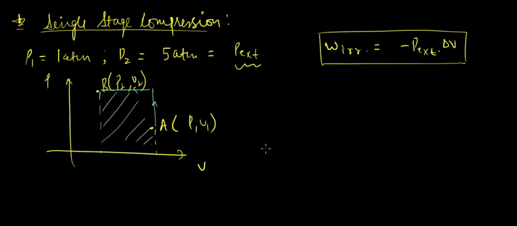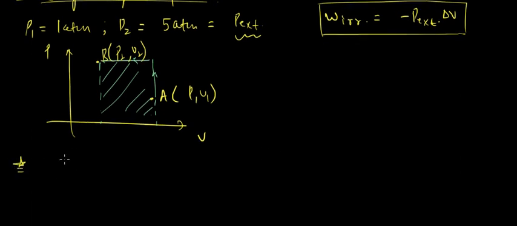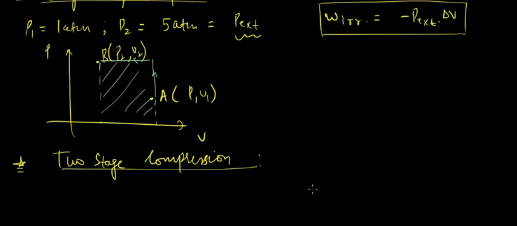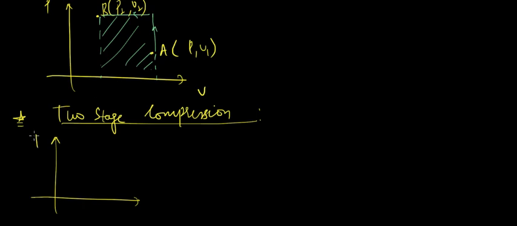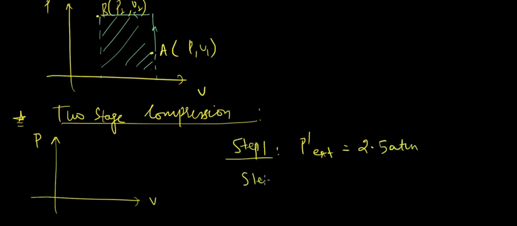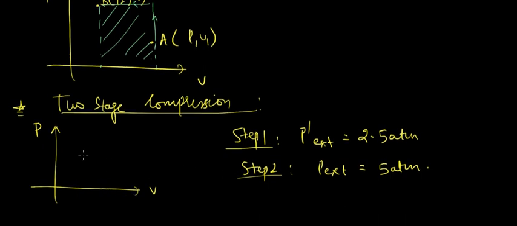Okay, now let's discuss double stage compression or two stage compression. So in two stage compression, we will have something like this graph, P and V, and in step 1, let's say P dash external was applied at 2.5 atm, and in step 2, P external was applied at 5 atm. Okay, so we would have two stage compression in which initially A would be at P1 V1 and B would be at P2 V2.